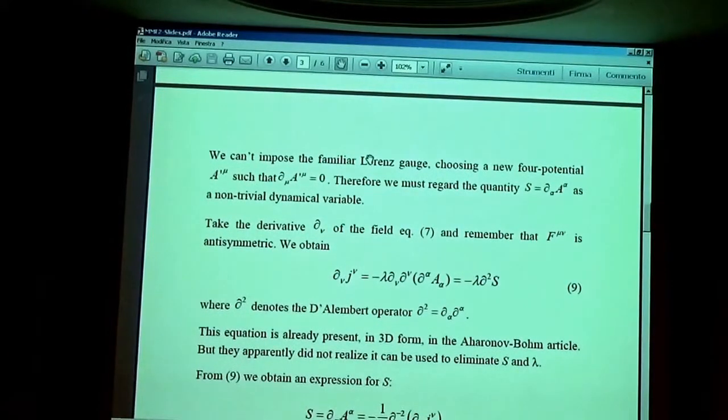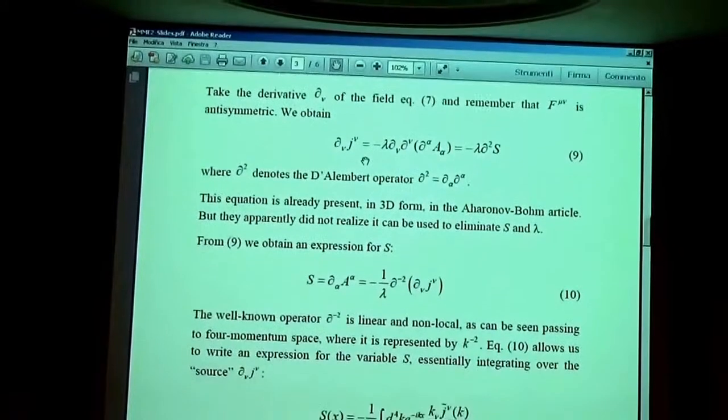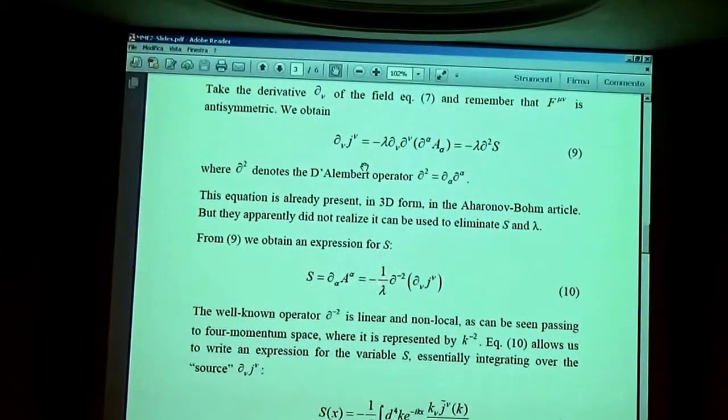We must keep the four divergence of the vector potential, and we call it S, which is what Aharonov and Bohm called omega. And this is a new degree of freedom. But, as I will show now, it can be completely eliminated, so we can solve for it. In fact, if we take the derivative of the field equation, we find this equation, which can be inverted. You see here, let's take S as unknown. We can invert it. And so we write S in this form.